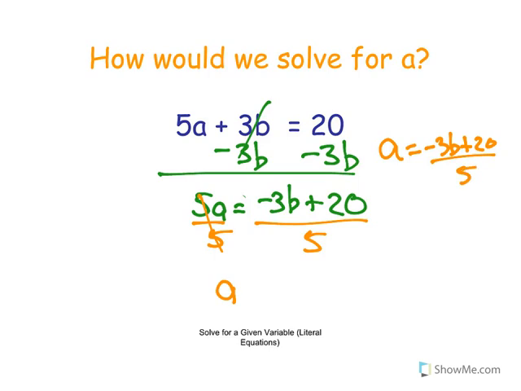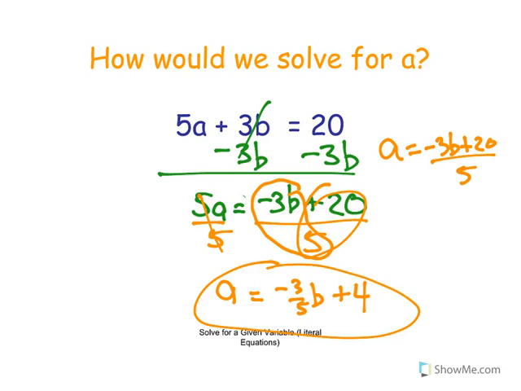So what I'm going to do is I'm going to say, well, I can divide negative 3b by 5, and it's going to give me negative 3/5 b. And I can divide 20 by 5, and that's going to give me 4. So if you're looking at this and you're saying, I don't really understand that yet, then just do what works for you. We're going to stick with what's simple.